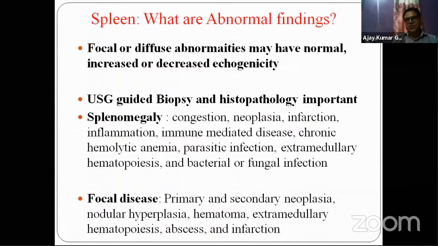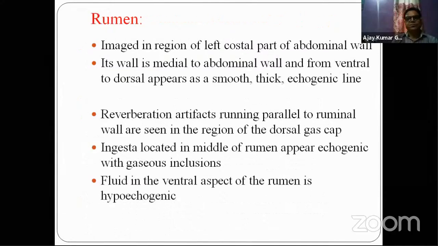So abnormalities, as I told, there are no specific conditions that can be diagnosed by ultrasonography in the case of bovines. However, you may find focal or diffuse abnormalities which may have normal, increased, or decreased echogenicity. There are numerous conditions which cause splenomegaly, and there are numerous conditions which produce focal disease conditions of the spleen. But for their confirmation, they require aspiration or biopsy for histopathology.